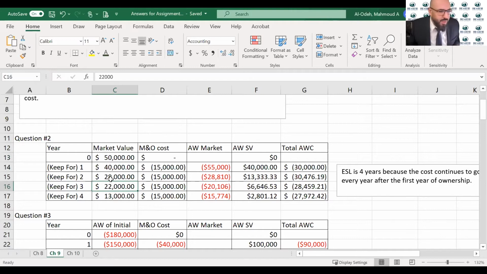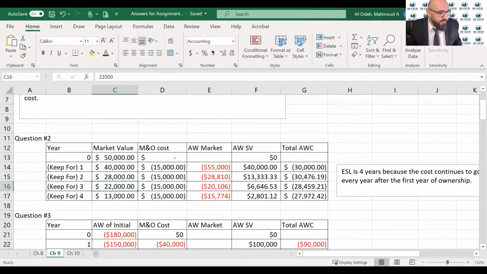Some people get confused. Where did you get the salvage value? I did receive a question from the online section of this class saying, you did not give us the salvage value. Where's the salvage value for that? Well, if you're going to keep this asset, for example, for 3 years, the 22,000, this is going to be a salvage value. After 3 years, once you sell this asset, you're going to get 22,000.